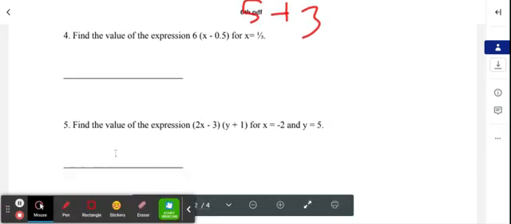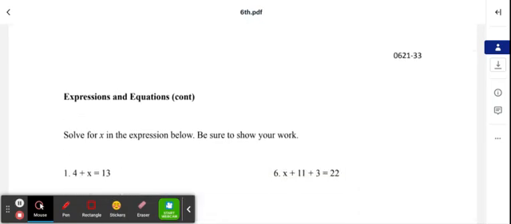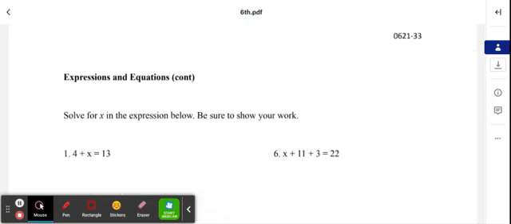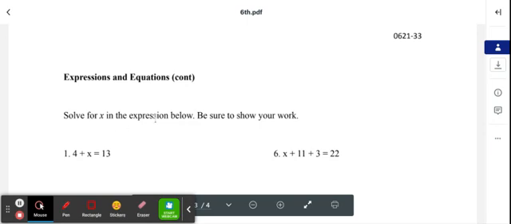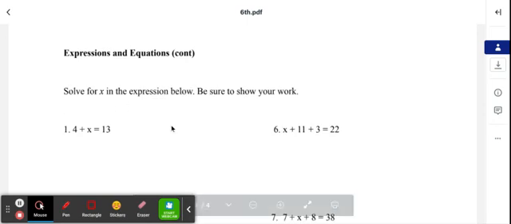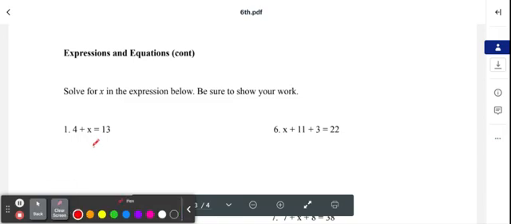On to the next section, expressions and equations continued. Solve for x in the expression below. This is just algebra. You subtract 4 from both sides, so you get x equals 9.